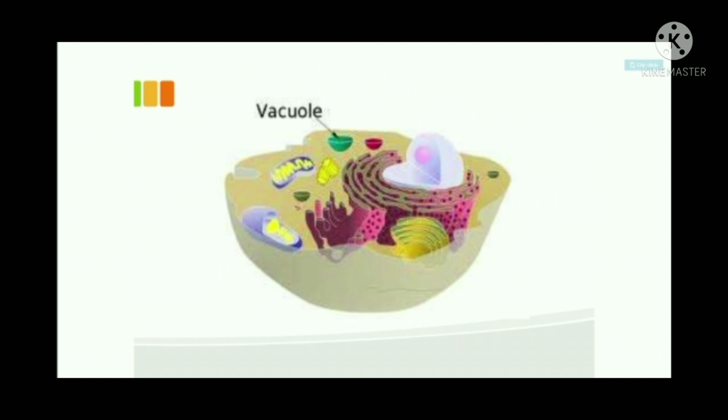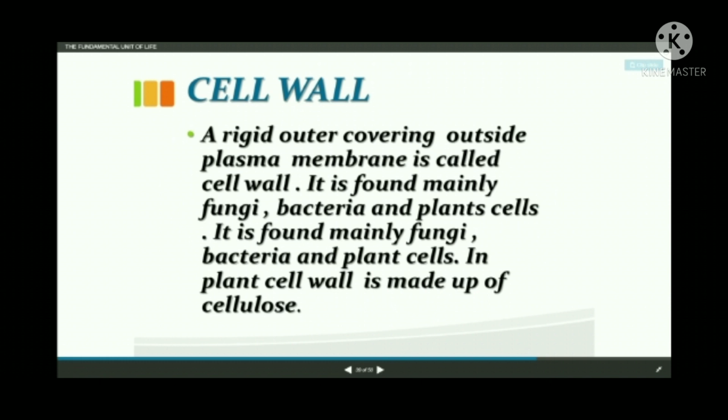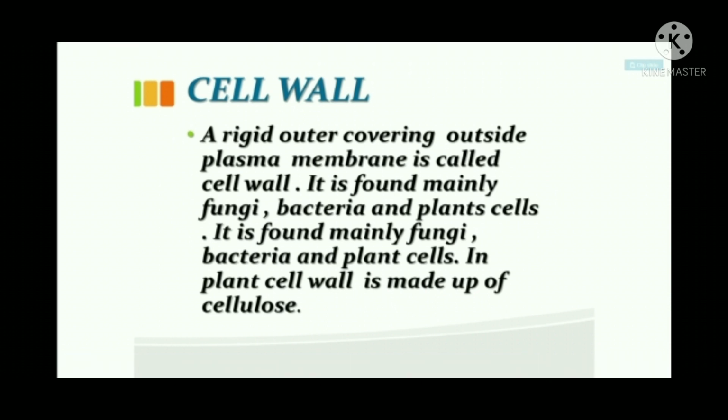Now cell wall. It is a rigid outer covering outside the plasma membrane. It is found mainly in fungi, bacteria and plant cells. In plant cells, the wall is made up of cellulose. It is the cell wall, the outer covering of the cell.